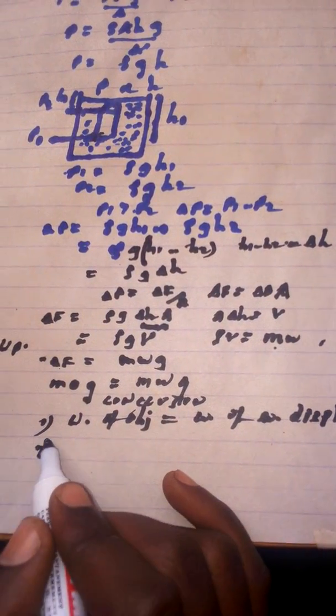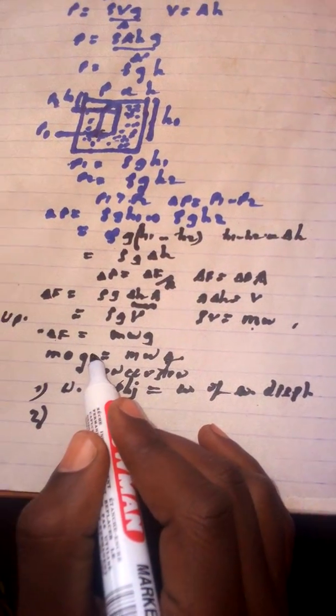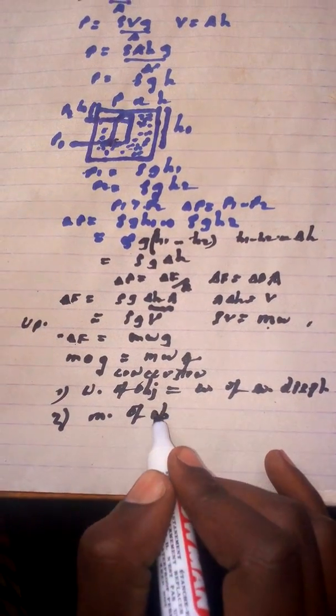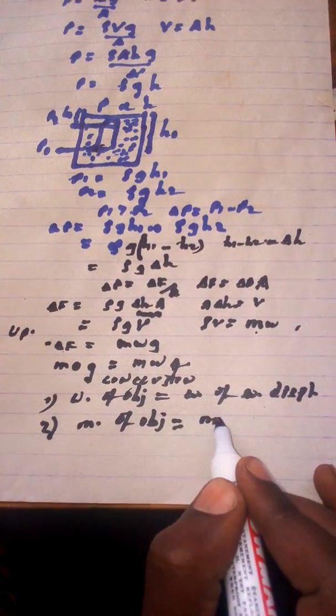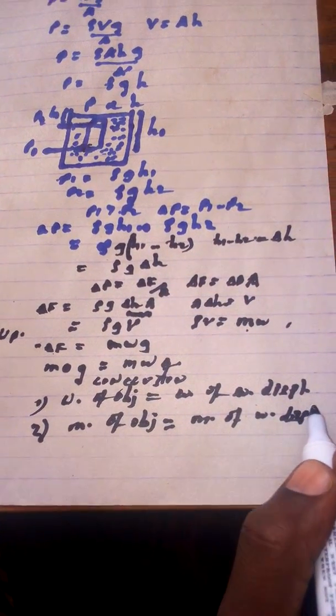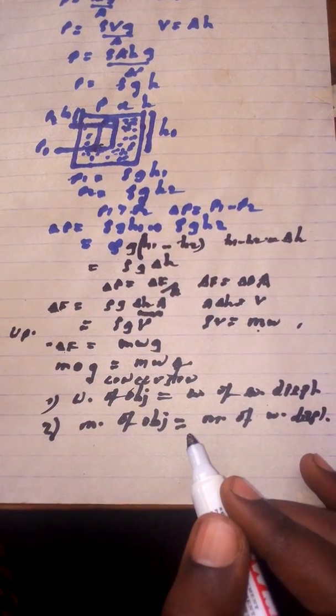But also, second, if we cancel out this gravitational force and the other gravitational force, we can write that the mass of object will be equal to the mass of water displaced. So these are the two conditions to remember.